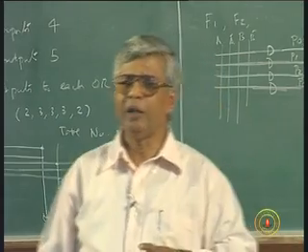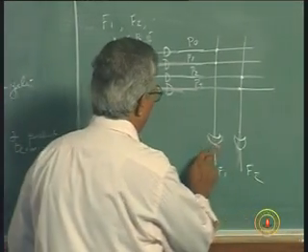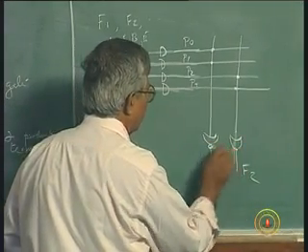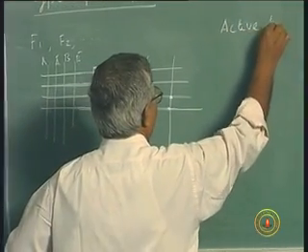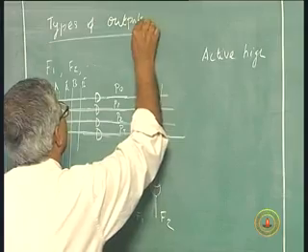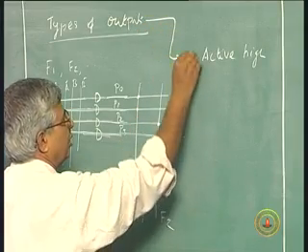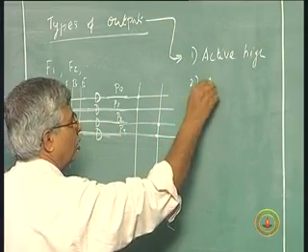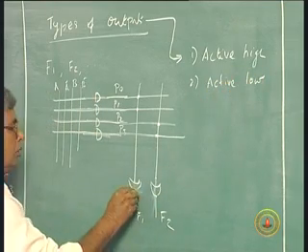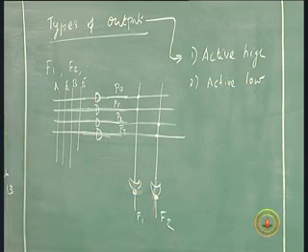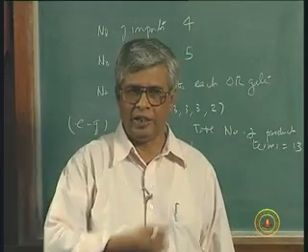On the other hand, I may want a situation in which I want active low, that means I may have a NOR gate as the output. So, type of outputs, first is active high, second is active low. What do you mean by active low is, I can have F1 and F2 as NOR outputs rather than OR outputs.